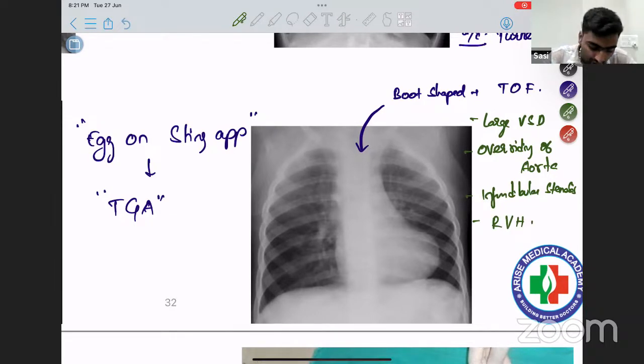Which one of the following determines the severity of the tetralogy of Fallot? We know this one. Infundibular stenosis or the pulmonary stenosis defines the severity of the tetralogy of Fallot. Yeah, you are getting it correct.